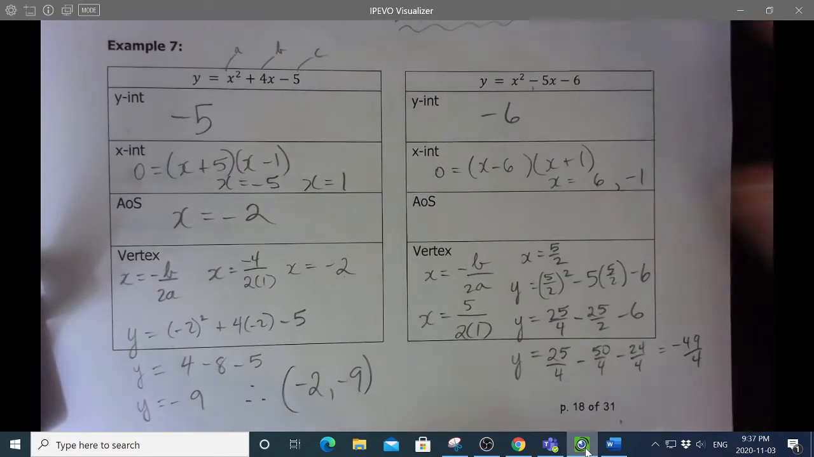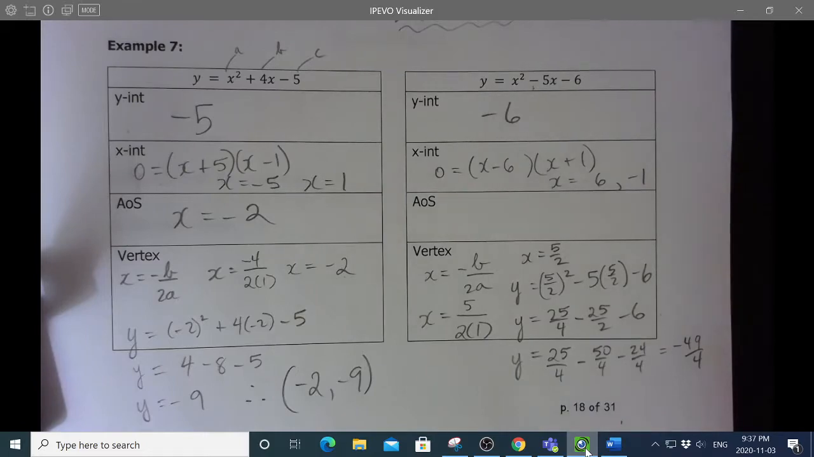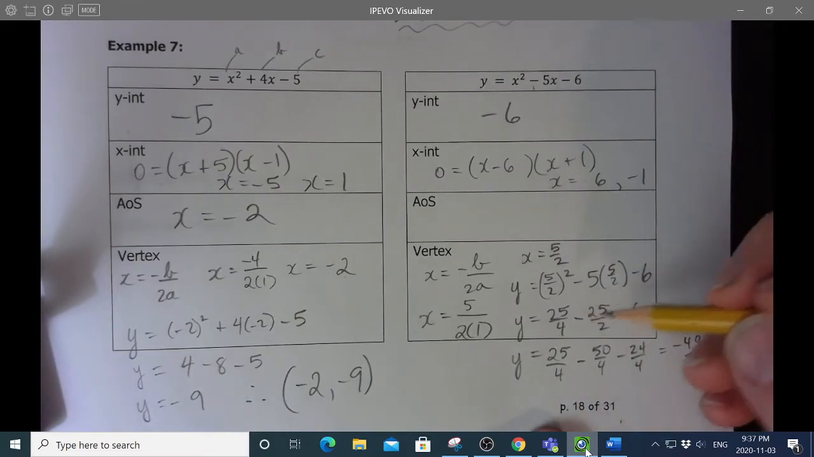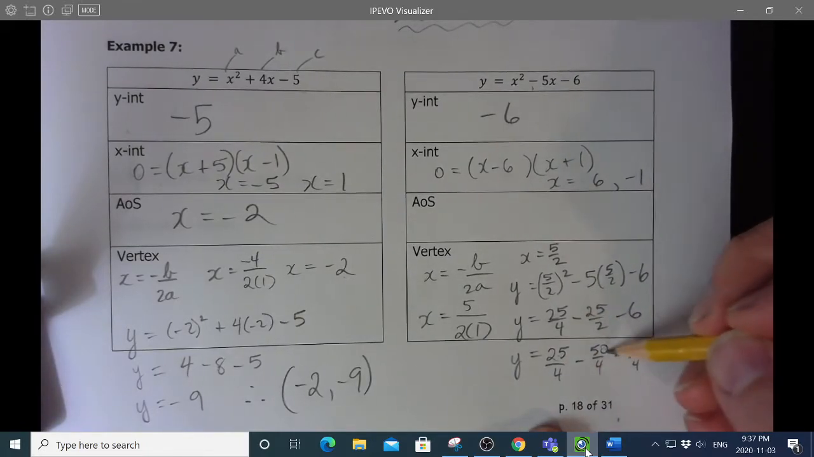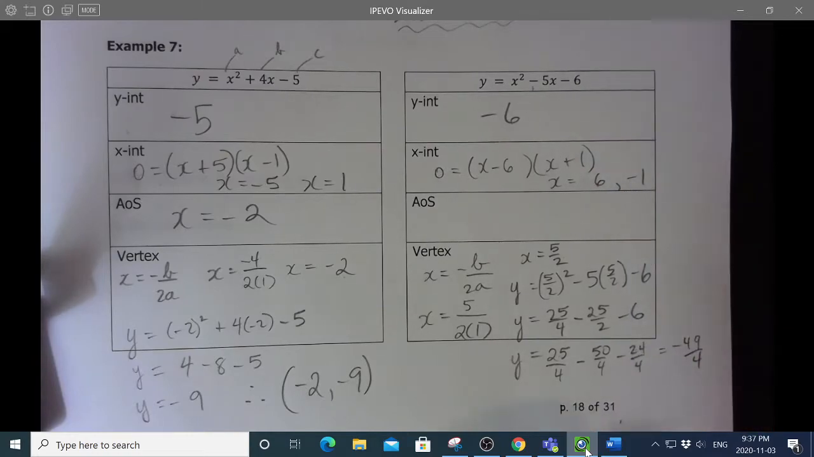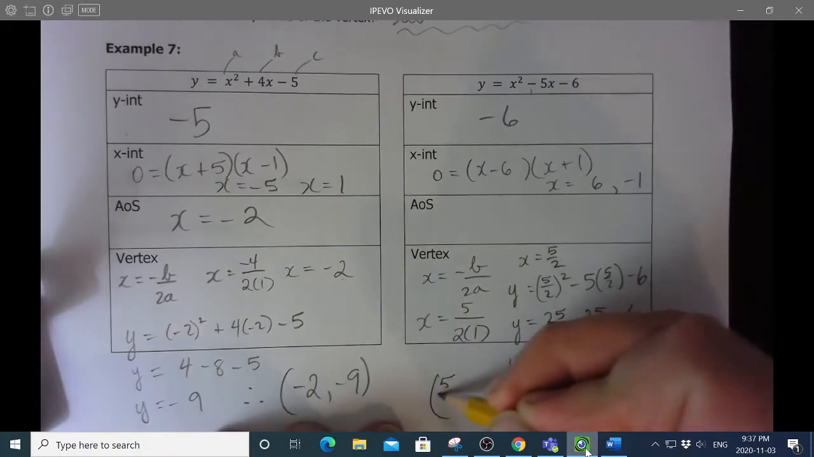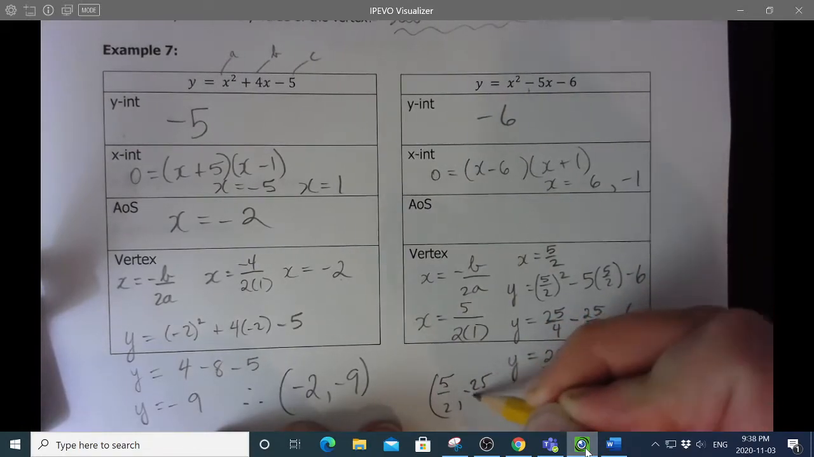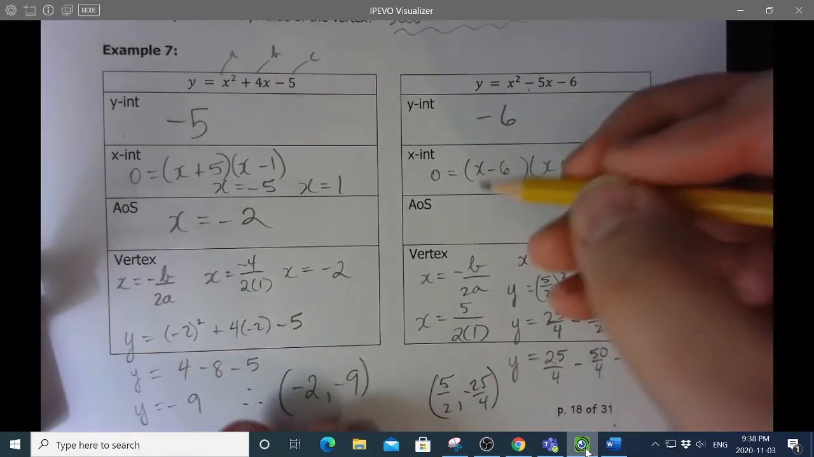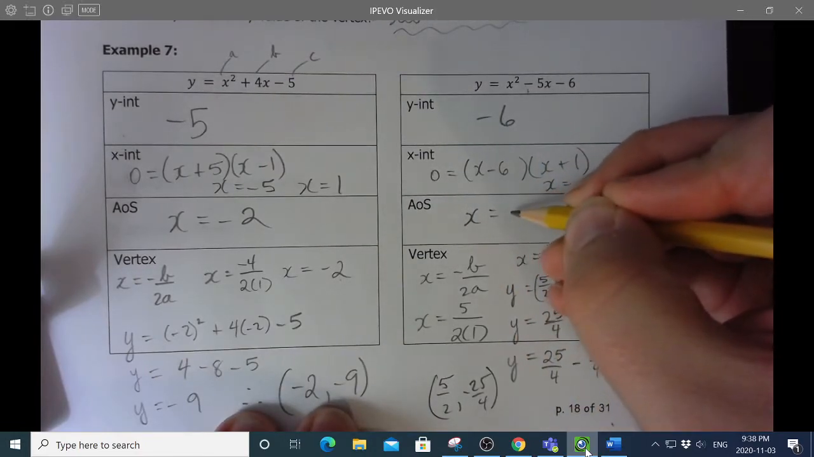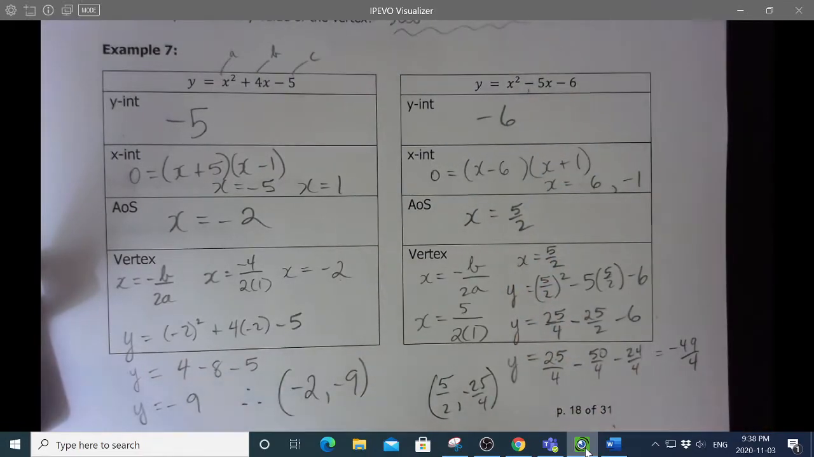There. All right, let me just double check my fractions. I was being distracted there. 25 minus 50 is negative 25. Negative 25 minus 24, yep, negative 49 fourths. So my vertex should be 5 halves, negative 25 fourths. So that would mean my axis of symmetry is x equals 5 halves. Let's go see if all those numbers are right.